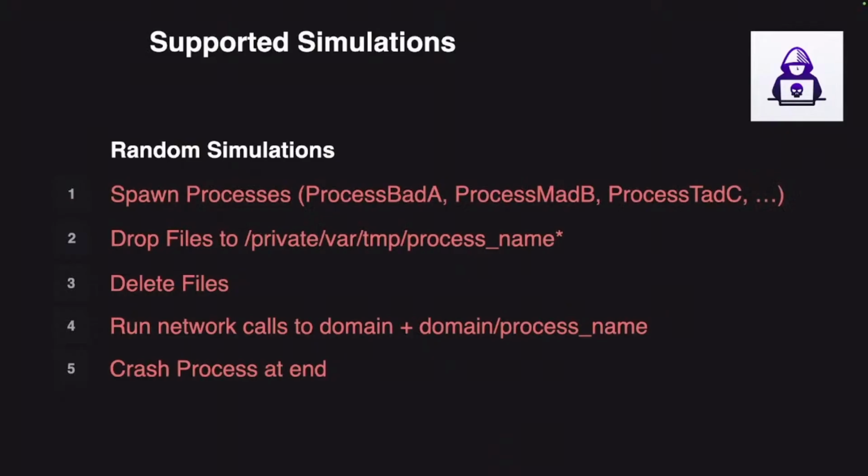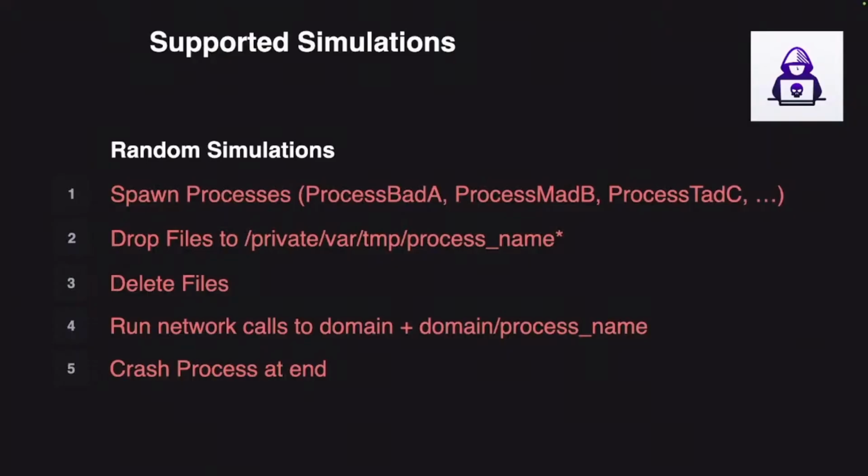And I also included random simulations, which are super cool for research. So let's say I'm spawning processes with the names process bad A, process mad B, process tad C. These are pretty much random process names that you would never find on a device. So once I'm running these simulations and taking a sysdiagnose and other things, I can easily grep for those and find all the files that contain evidence of this. Obviously, for some databases, packed files, and so on, you need a little bit more magic. But for sysdiagnose, this works really, really well. Then I'm also dropping some files to the temp folder, deleting those files, and running network calls.